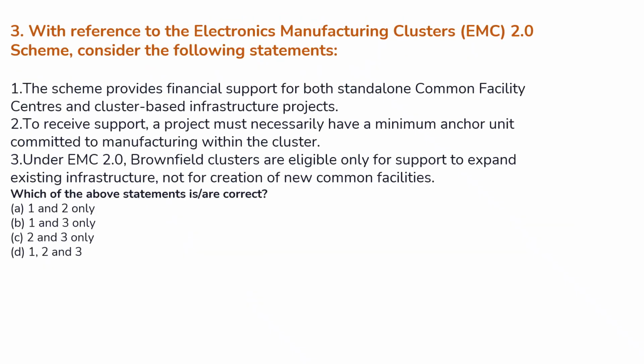Question number 3. With reference to the Electronics Manufacturing Clusters 2.0 scheme, consider the following statements. Statement 1. The scheme provides financial support to both standalone common facility centers and cluster-based infrastructure projects. Statement 2. To receive support, a project must necessarily have a minimum anchor unit committed to manufacturing within the cluster. Statement 3. Under Electronics Manufacturing Clusters 2.0, brownfield clusters are eligible only for support to expand existing infrastructure, not for creation of new common facilities.